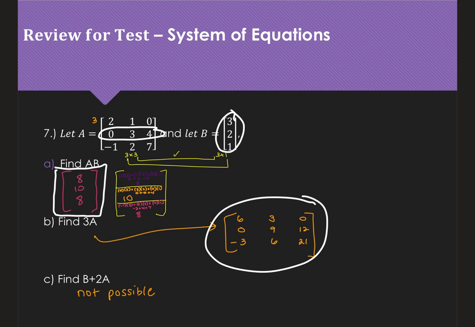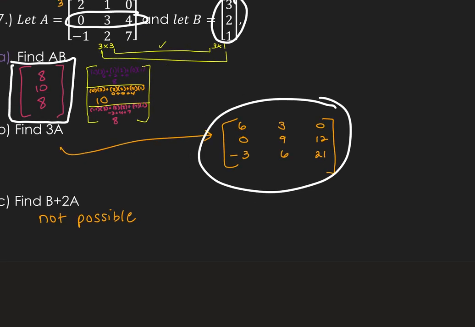Be careful there. Just make sure you distribute. And then C is not possible. If it had said 2A plus B, guaranteed most of you would start by multiplying the 2 on the A, and then you would go to add them, and they had different dimensions. So make sure you try to look a step ahead and see, can you even add before you get to that step? They were different dimensions, so it wasn't possible.